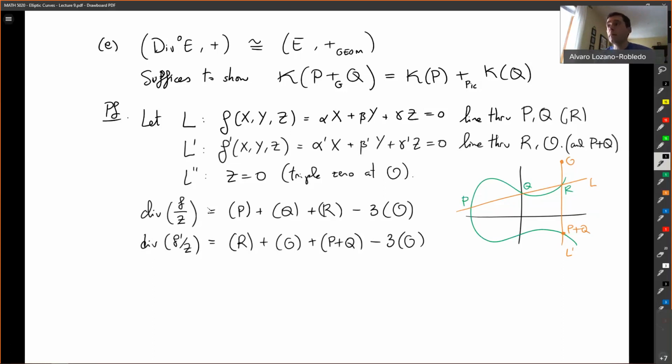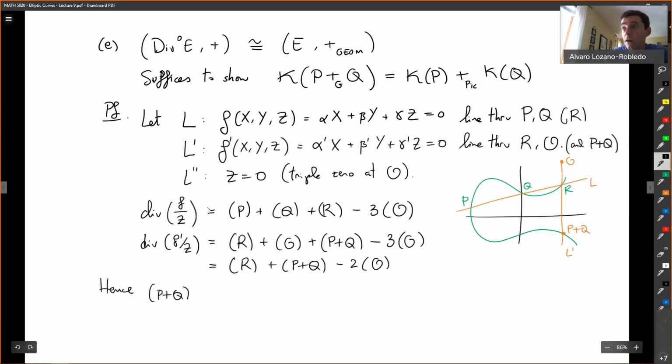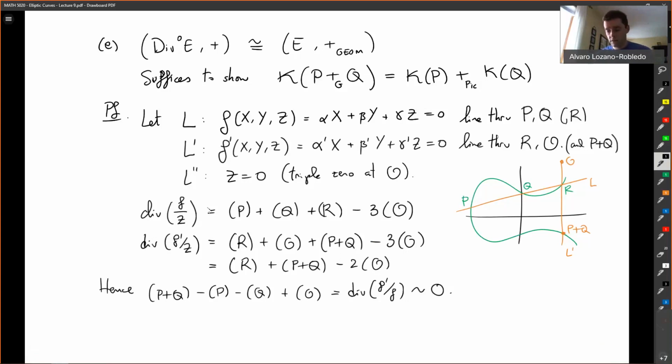Okay. And then again, I can simplify this. I have O in two places. So this is R plus P plus Q minus 2O. Okay, then look what happens. If you subtract, the difference of divisors is the divisor of the quotient of the functions. So take the difference of the two, and if you simplify, I get P plus Q minus P minus Q plus O equals the divisor of F prime over F, which is, of course, equivalent to zero because it is a principal divisor.